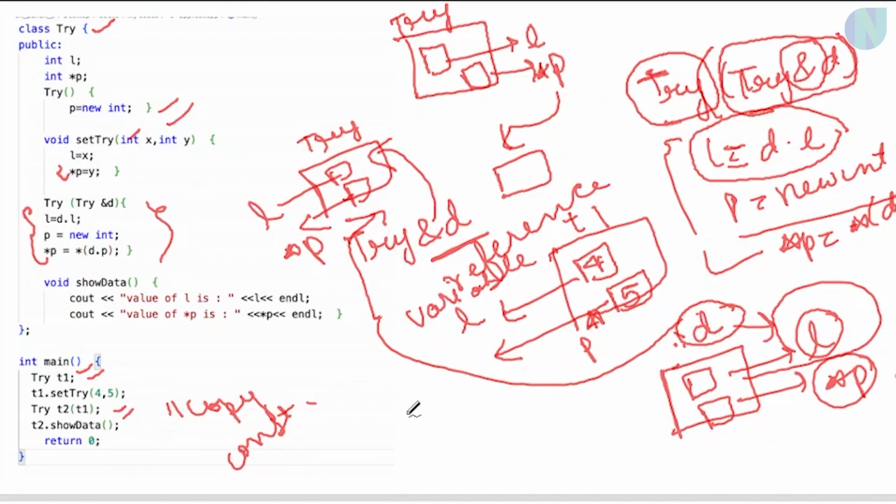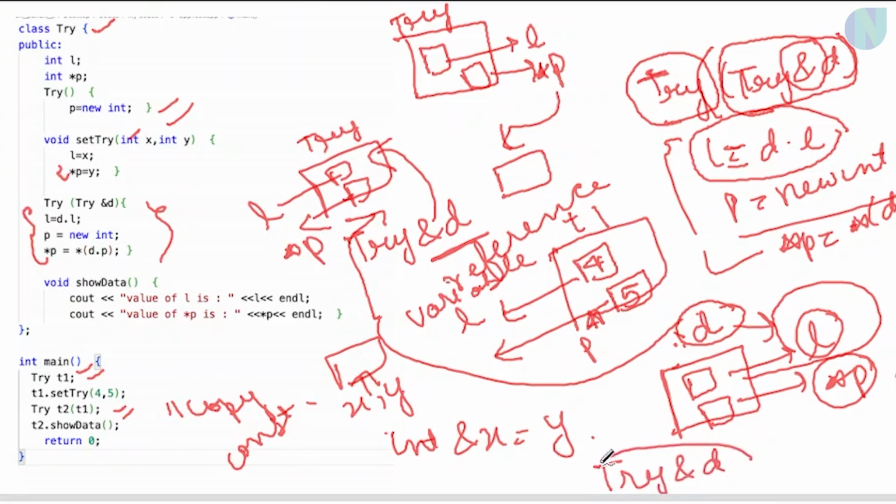So whenever we create a reference variable, consider like we are creating a reference variable int star x is equal to y. So x and y both would be pointing to this. So here we have created try ampersand D. So it would be referring to the class try. So D dot L would be this particular value, which we would be putting here.